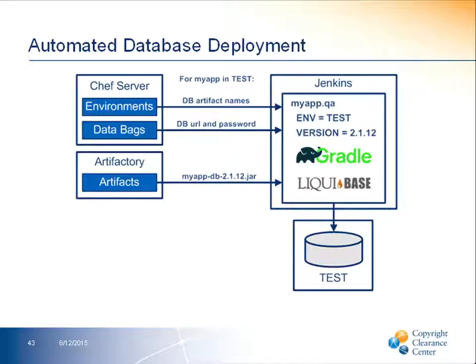So in a little more detail, it looks like this. In Jenkins, we have a job, in this case, myapp.QA, and it takes, maybe we run it with environment test and version 2.1.12. So our Gradle code says, all right, I'm going to reach out to the Chef server for my app in test and grab whatever database artifact names are applicable and grab the database URL and password. Do the usual thing, go to Artifactory, and grab a jar. That's bread and butter for Gradle, and then invoke Liquibase with the right stuff.